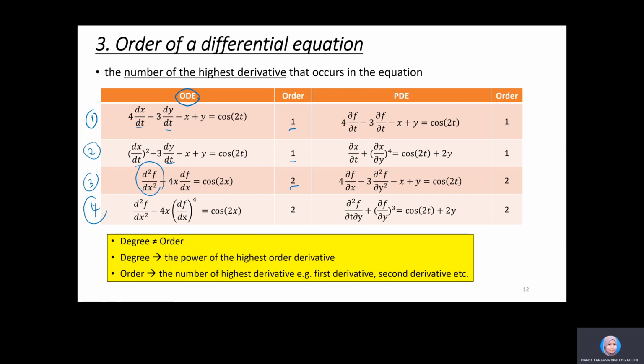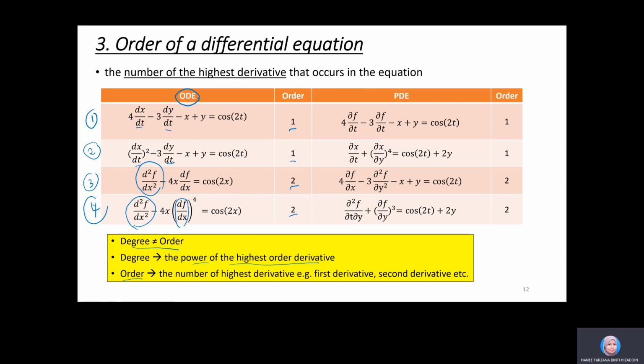And number 4, you can see here the highest order is the second derivative, this is the first derivative, so the order is 2. Do not confuse degree with order. The degree refers to the power of the highest order derivative, whereas the order refers to just the level of derivative: first derivative, second derivative, third derivative, and so on.